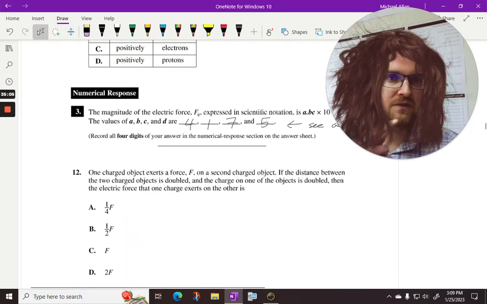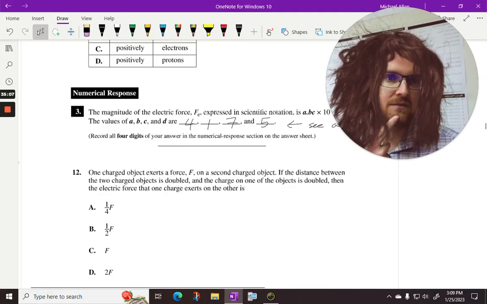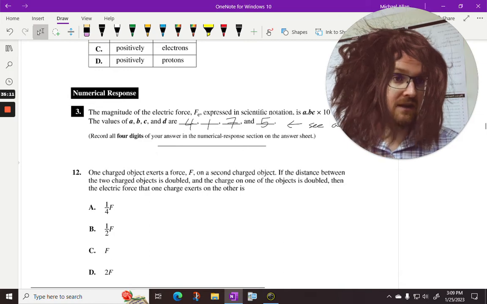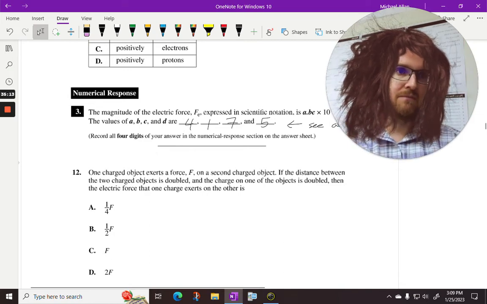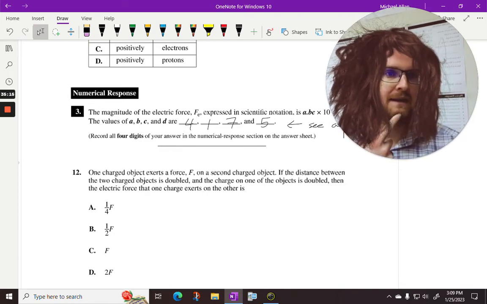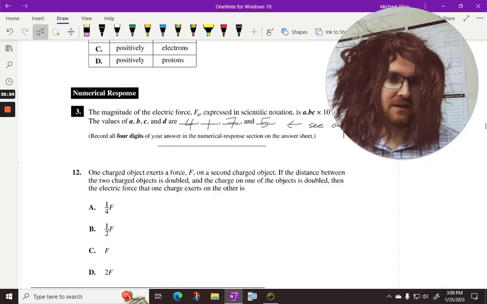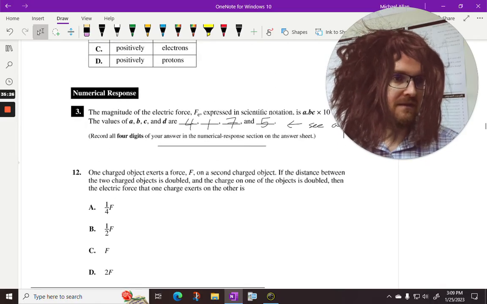Okay, so one charged object exerts a force of F on the second one. Okay, but Newton's third law said they're both going to be the same anyway. If the distance between the objects is doubled and the charge of one is also doubled, then the electric force that the one exerts on the other is, what is it now? All right, so we got to know what happens.